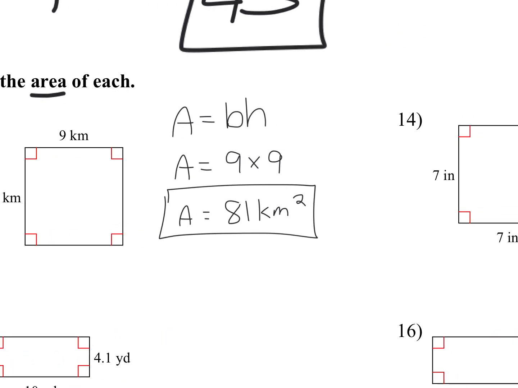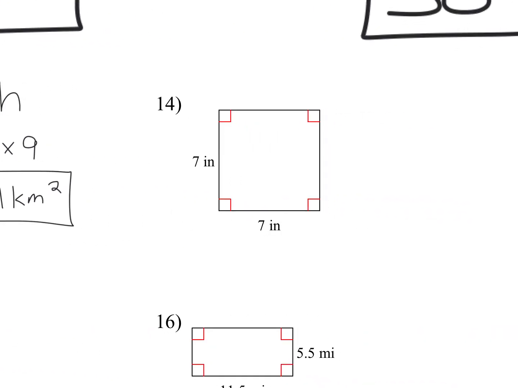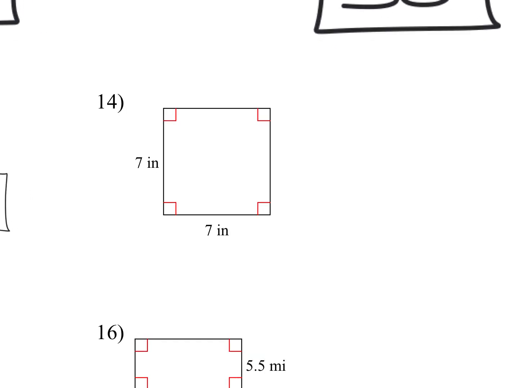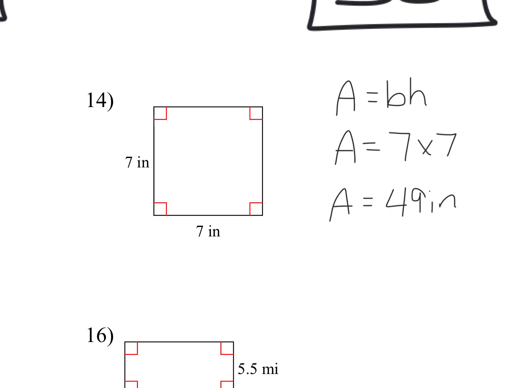Okay, 14. What shape are we? Another rectangle or square. What formula am I going to use? Area equals base times height. Plug in what you know. What do we got? 7 times 7, which is 49 inches squared. Good.